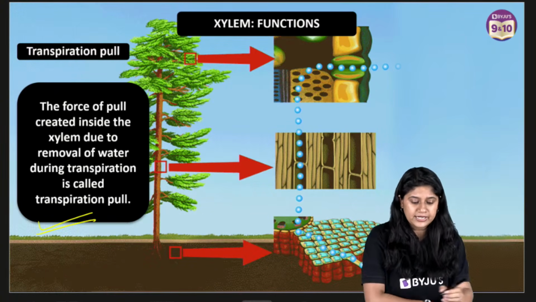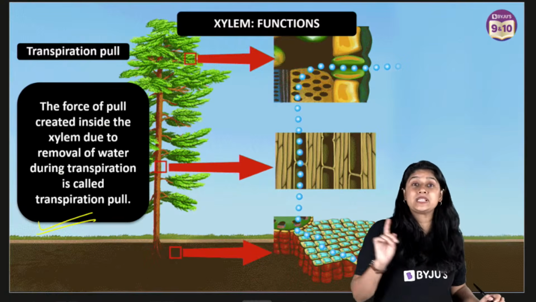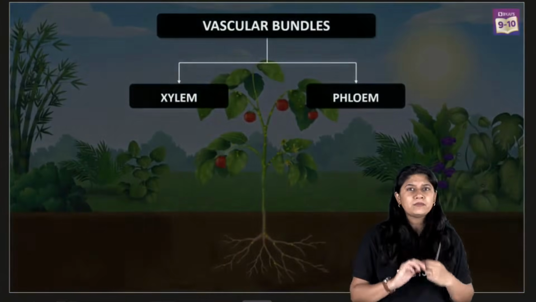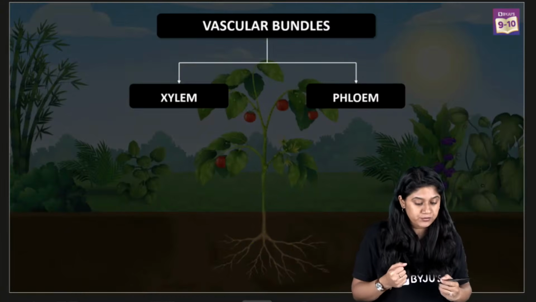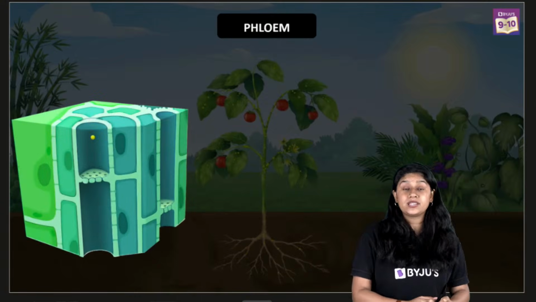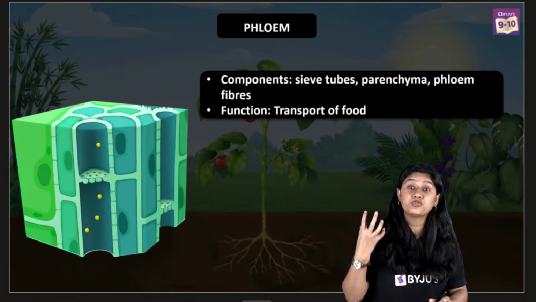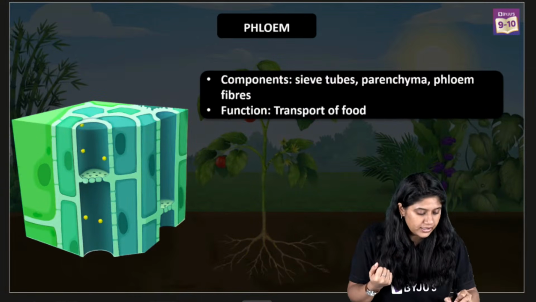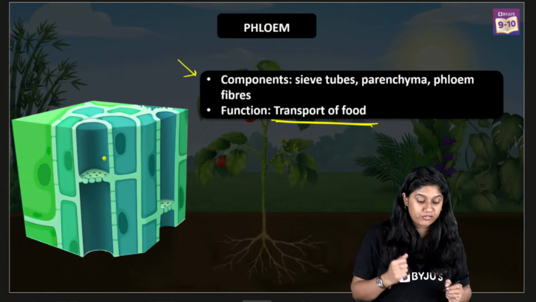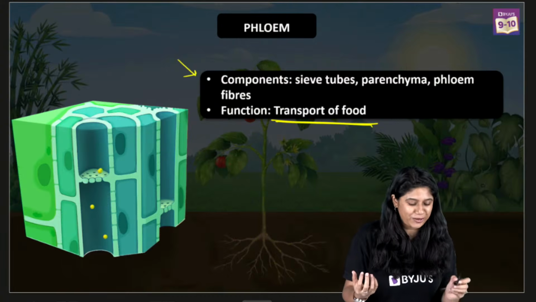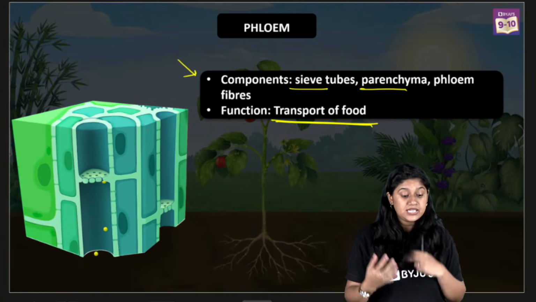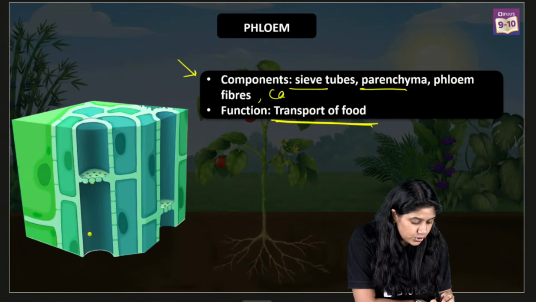Right? Clear? Now that we are done with xylem, let's move to the phloem. Now what is phloem? Of course, it's a type of conducting tissue. Phloem plays a very important role in the conduction or the translocation of food. So in phloem, we will see the movement of food only. Really very important. What are the components of phloem? We have sieve tubes, parenchyma, phloem fibers. We have sieve companion cells also.